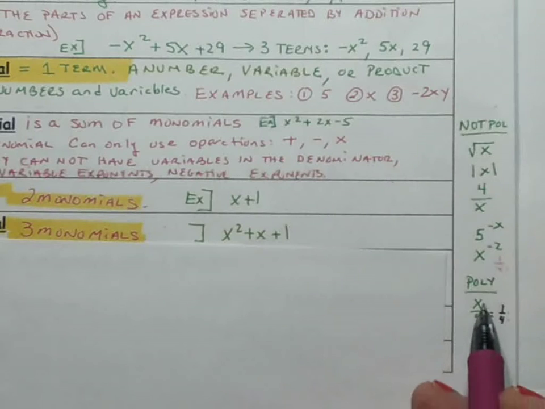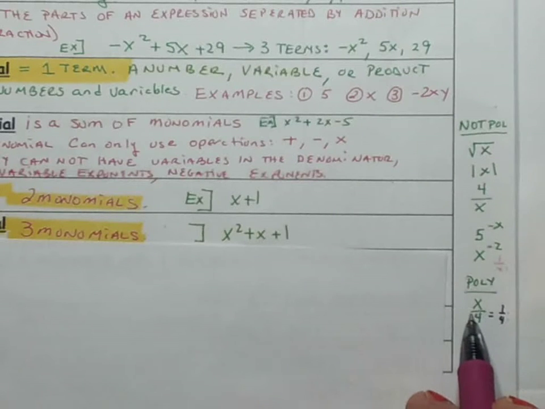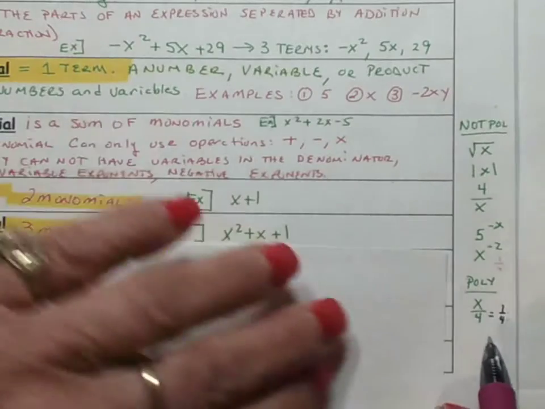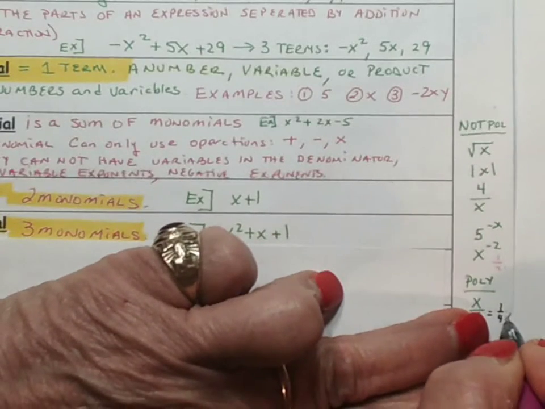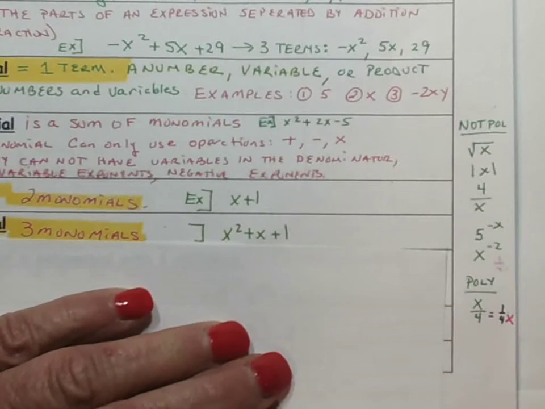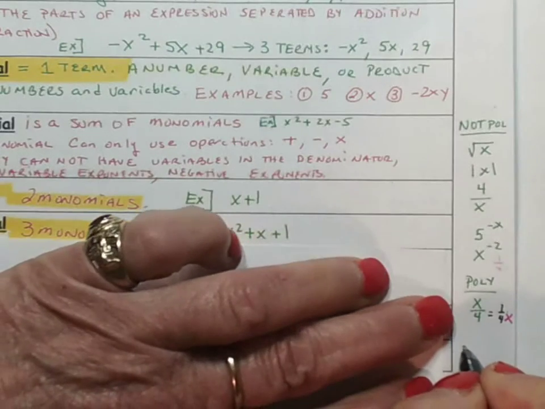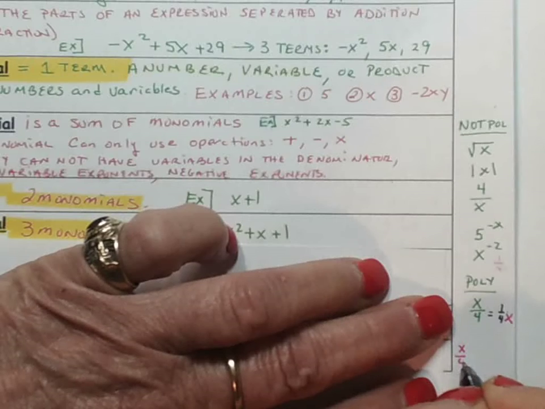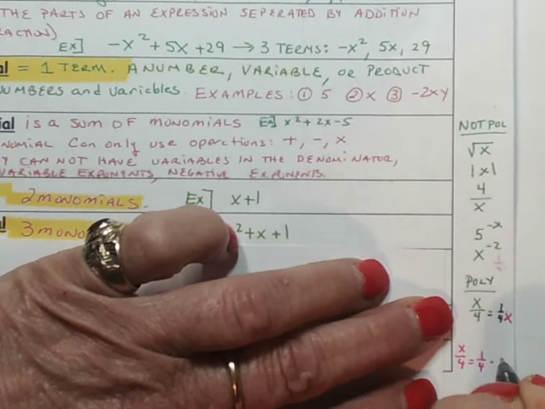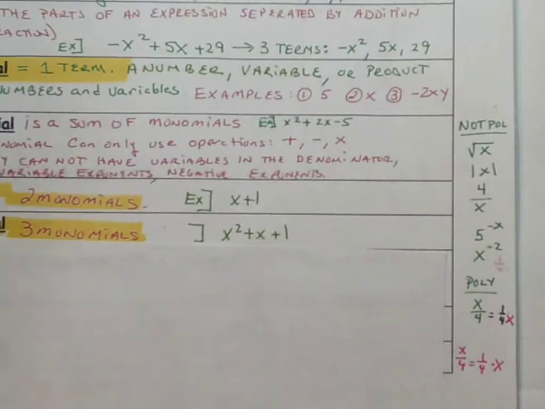But this is a polynomial because x over 4 is the same thing as 1/4 times x. All right? So x over 4 is really 1/4 times x. So that is a polynomial.